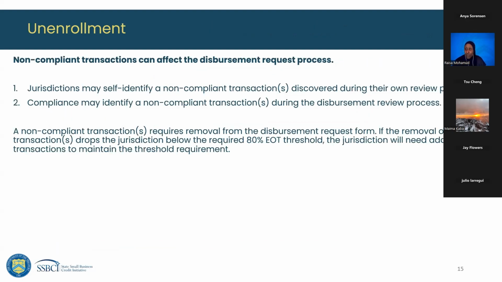So as far as unenrollment, as it relates to the disbursement request process, there are two areas in which it comes into play. The jurisdiction can self-identify non-compliant transactions during their own review and preparation, and compliance can also identify non-compliant transactions during our review. So what happens if that occurs is that the non-compliant transactions will be removed from the disbursement request form, and additional sample or samples will be requested.